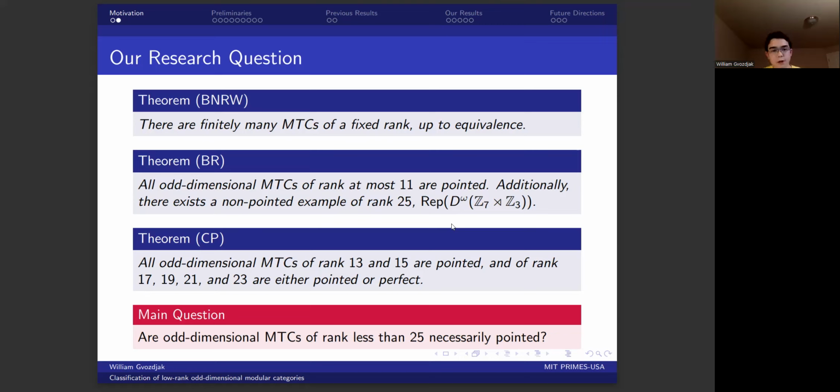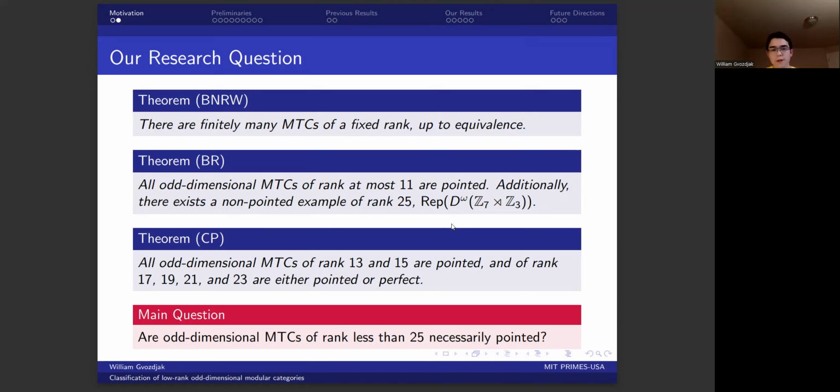Now, Bruillard and Rowell demonstrated this non-pointed example of rank 25, which is kind of a unique occurrence. So this does actually naturally give rise to the question, well, is this the lowest rank odd-dimensional modular category that is non-pointed?